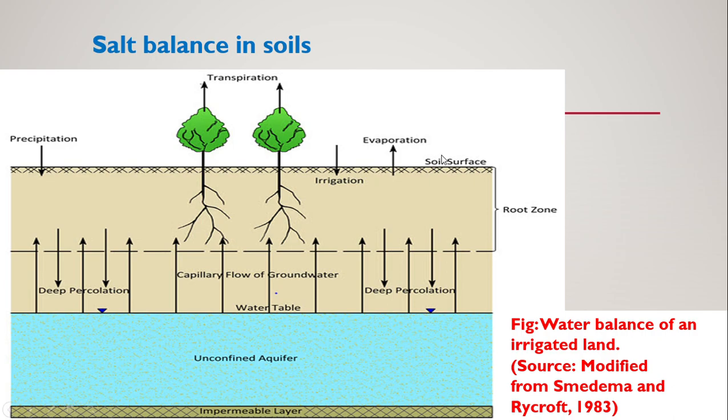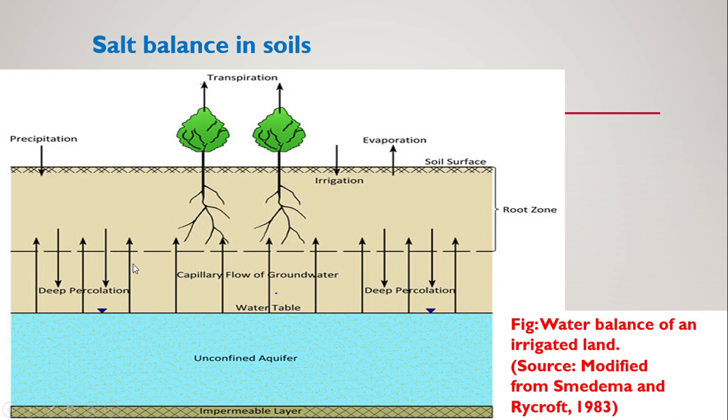So this figure shows the water balance actually. Okay, there is a plant. A plant will take up the water from the root zone and it will transpire. The transpired water will get precipitated downside, and some of the water will be taken by the plants again. The remaining water will be depercolated.